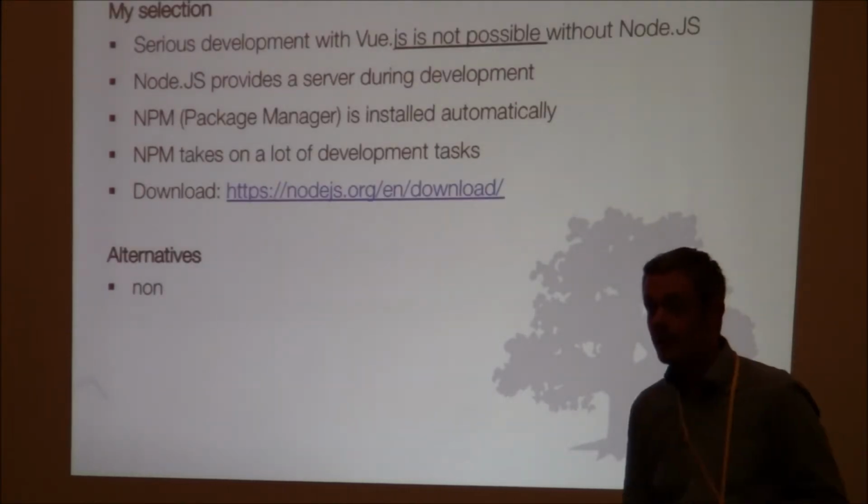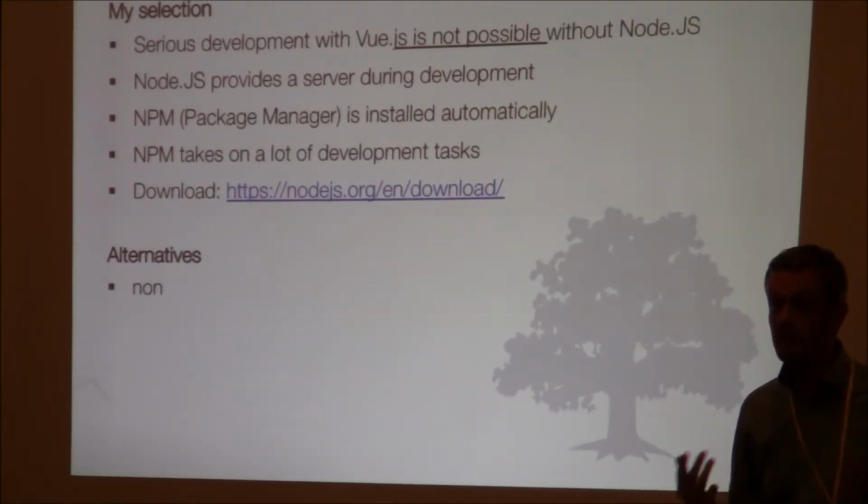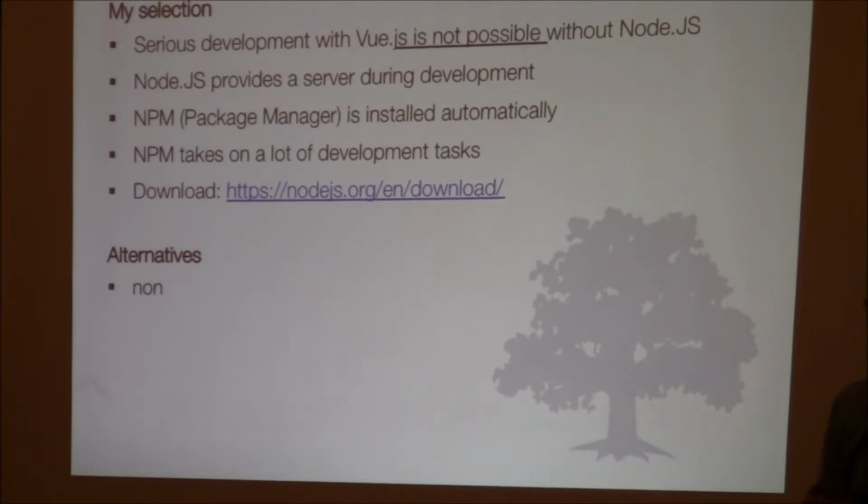So, you heard about it, Node.js and NPM. What is it? Node.js is a server. It's a very small server. It's based on JavaScript. It's really fast, can handle a lot of things, and you need it for development. While developing Vue.js, mostly you develop on the local machine. And then you have to have a server running on your local machine. This is a Node.js server.